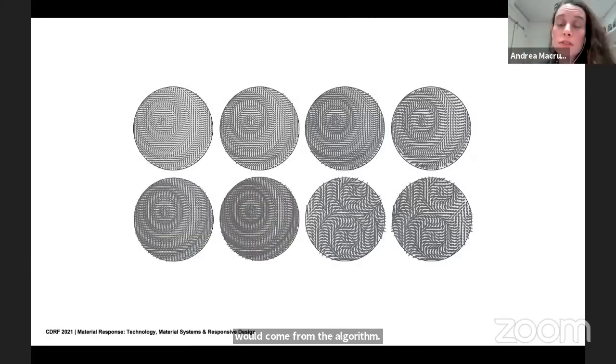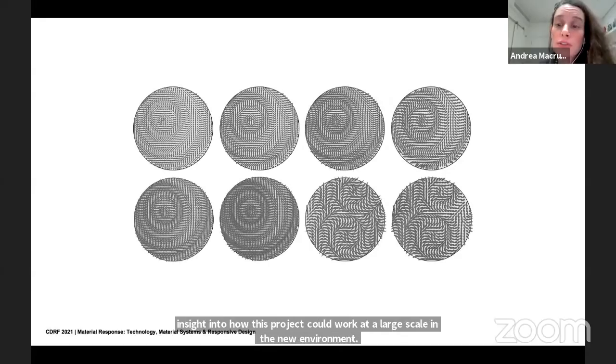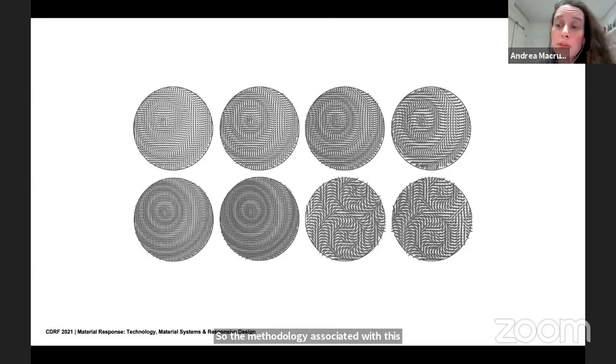Yeah, and the results here range from a one-person interaction to a group of interactions and offer insight into how this project could work at a large scale in the built environment. So the methodology associated with this project offers immense speculations for future projects. And we felt that in some ways, designing the process was more important than designing the finished product.